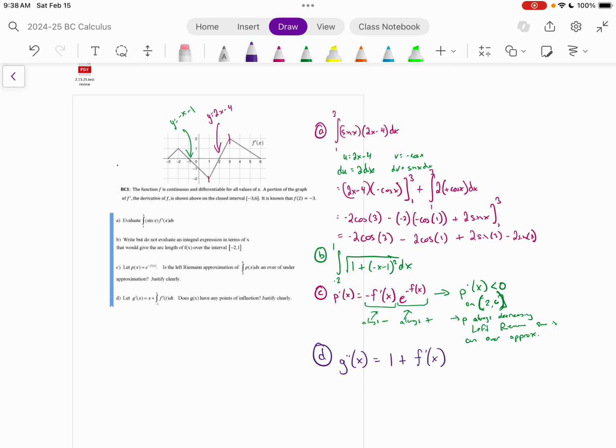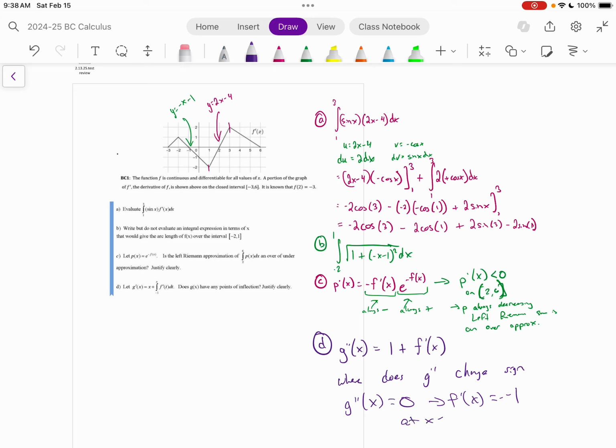Okay, so where does G double prime change sign? That's where this thing has points of inflection. So we really want to know where f prime is -1, right? So we want to know where G double prime of x is 0, so we can see where it changes sign, which means f prime of x would be -1, and that looks like it happens at x equals 0, and what is that, 3/2? And you can look at both of them and see that we will indeed have a point of inflection there.